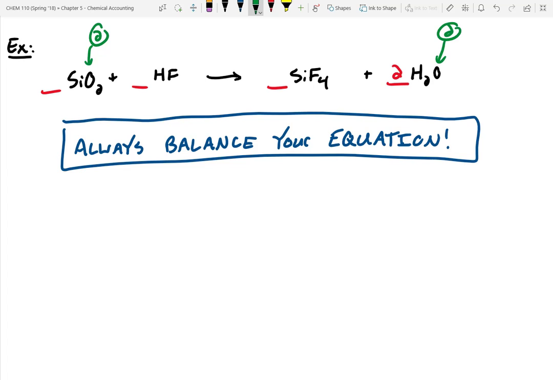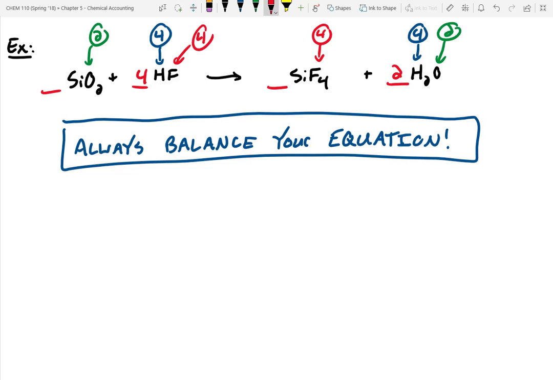Let's move over to hydrogen. Over here, I've got 1 hydrogen. Over here, how many do I have? 4, right? Because we've got 2 water molecules. Each water molecule has 2. So we've got 4. So we need to fix this, but that can be done pretty easily by multiplying this one by 4. That gives us 4 hydrogens over here. And last but not least, let's check our fluorines. So over here, I've got 4 fluorines. Over here, I've got 4 fluorines. Looks to me like this entire reaction is balanced.